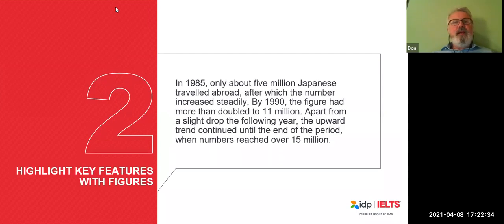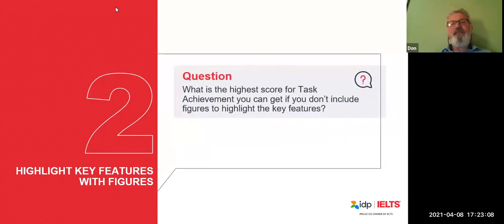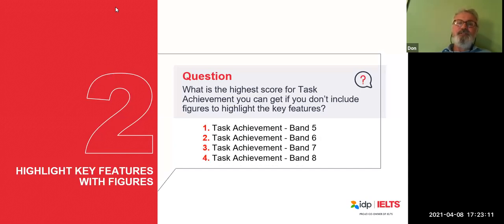Then this essay goes on in the second paragraph to describe the first graph, talking about the numbers of Japanese tourists traveling abroad. Now here you will see it uses dates, 1985 by 1990, the end of the period, and it uses numbers to support that. 5 million, 11 million, 15 million. What would happen, of course, if they forgot to use those numbers?